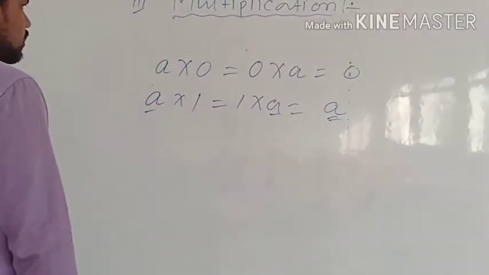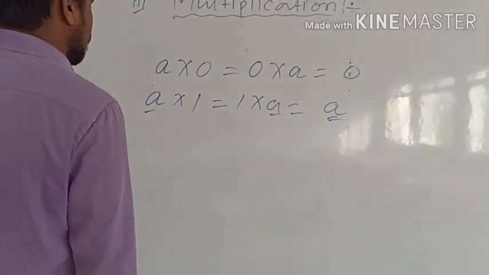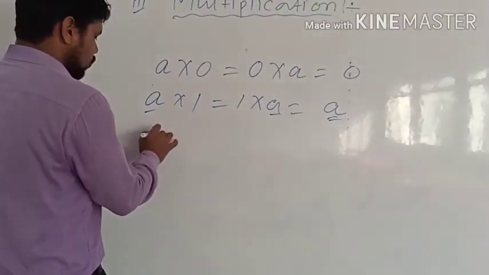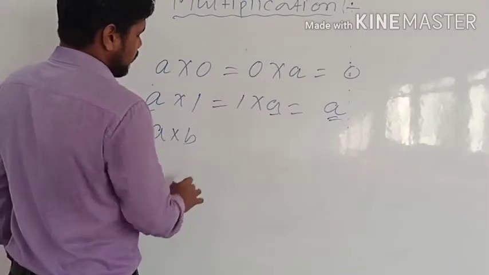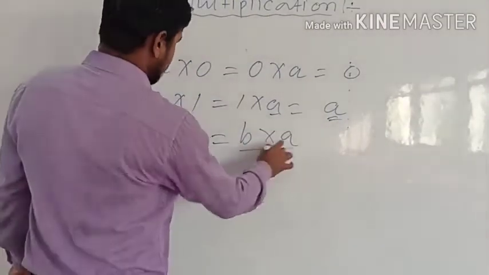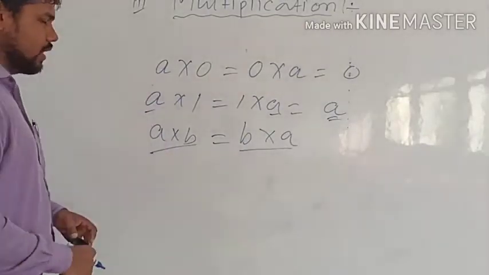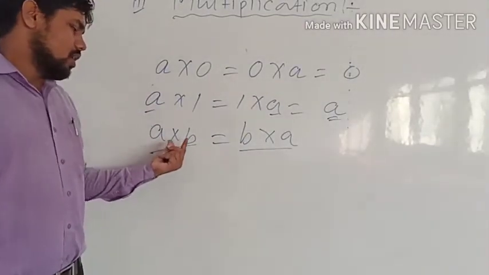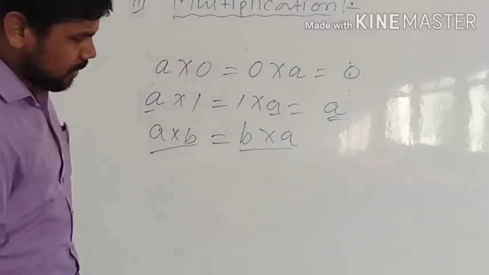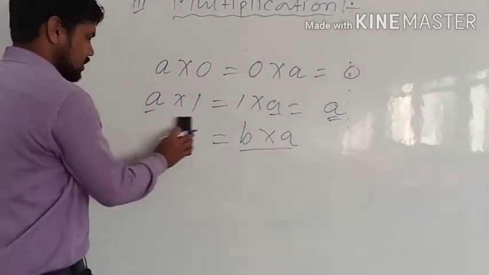And then the third concept which we have here: suppose A and B are two letters, so A multiply B is equal to B multiply A. These two numbers will be equal, either you write the first number first or the last number first, the product will be the same. Okay, so these are the three basic concepts.